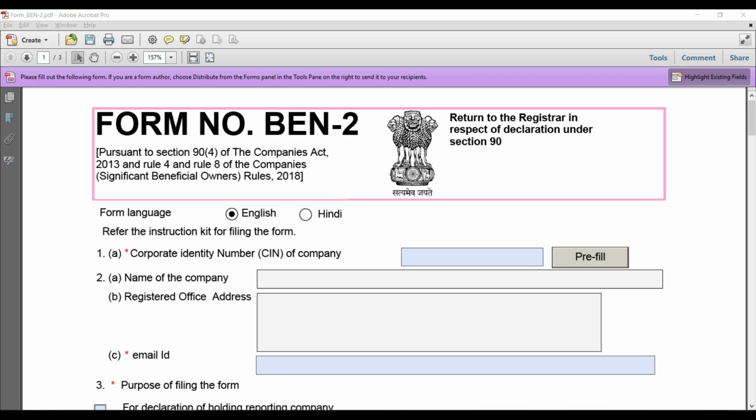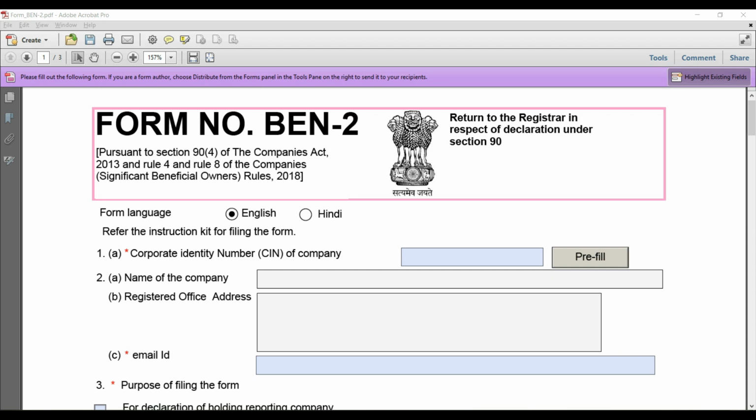the failure on the part of the company and every officer who is in default in complying with the provisions of subsection 4 of section 90 and filing the above returns which we are discussing right now, and the changes therein, if there is any change in significant beneficial ownership, then there is a fine on the company and every officer who is in default. The fine can be levied from 10 lakhs to 50 lakh rupees, and on continuing default up to rupees 1000 for every day after the first day of the failure. So these are the consequences of non-filing of the form.